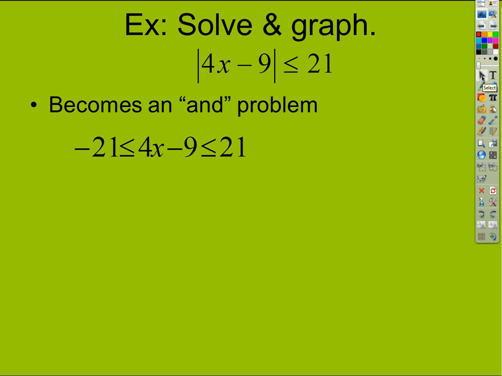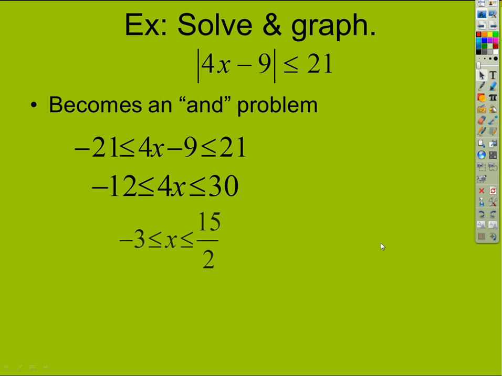If I want to isolate that x? Add 9 all the way through. Right, so negative 21 plus 9 is negative 12. 21 plus 9 is 30. Right, now I just have 4x. Last step? Divide by 4. And that's what I get. Negative 12 divided by 4 is negative 3. 30 divided by 4 reduces to 15 halves.